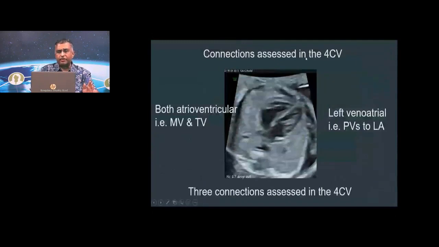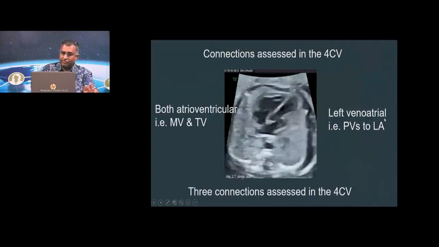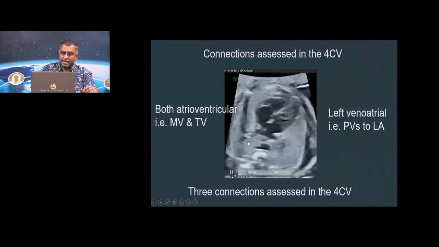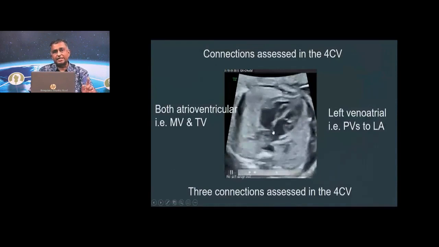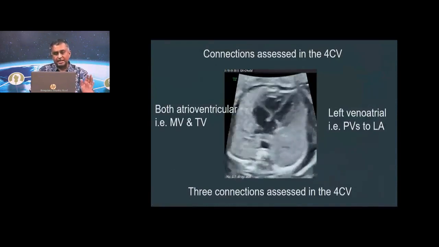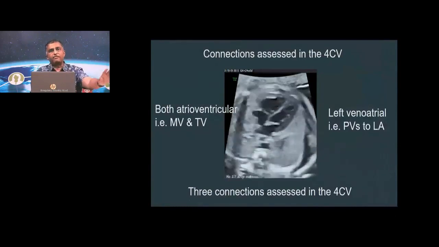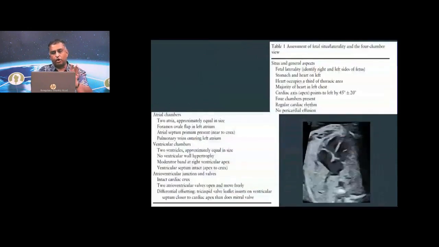Okay, so what are the number of connections that are assessed in four-chamber view? You have assessed both atrioventricular connections because you've seen both the mitral valve and the tricuspid valve. You've also assessed the left veno-atrial connections in the sense that you've seen the pulmonary veins which are getting into the left atrium. So out of the 6 connections, you have actually wiped 3 of them neat, and that is why four-chamber view is extremely, extremely important. It gets you halfway across the sequential segmental analysis. And that's a recap of what we did, and that's the ISUOG guidelines.